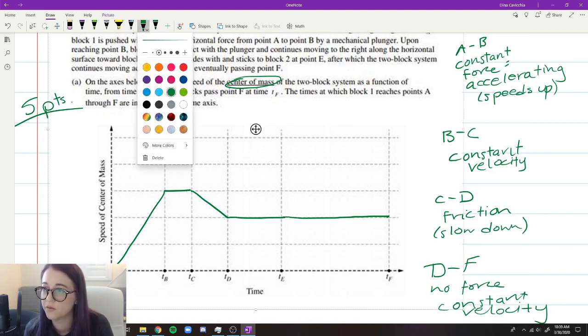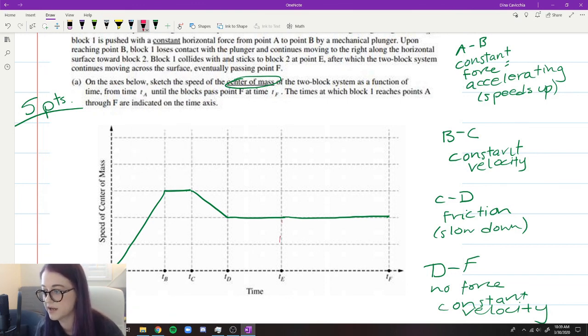So if we were drawing this just for block 1, we would have a decrease in velocity here because block 1 slows down. If we were drawing for just block 2, it would not move, and then it would move.